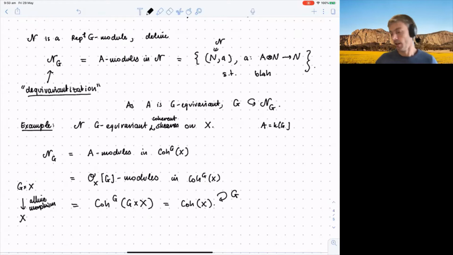So now I want to discuss, so these are the two arrows of equivariantization and de-equivariantization. Now I want to discuss the third point of view, which is Rep G enhancements. So I'll go over this and then we'll have a break.